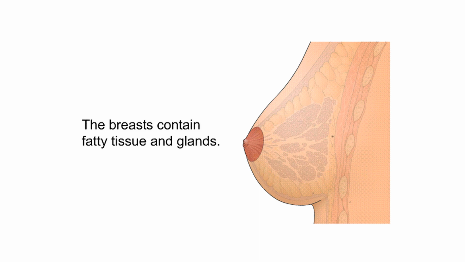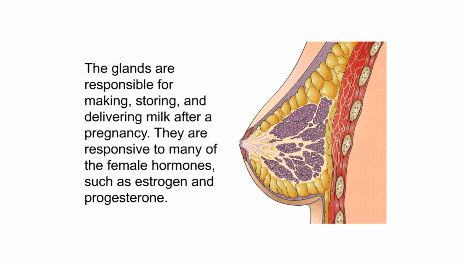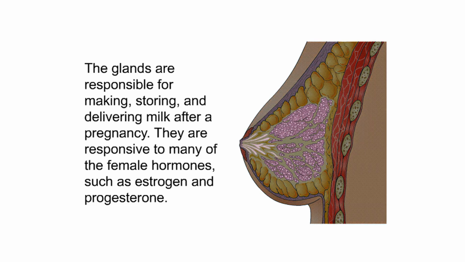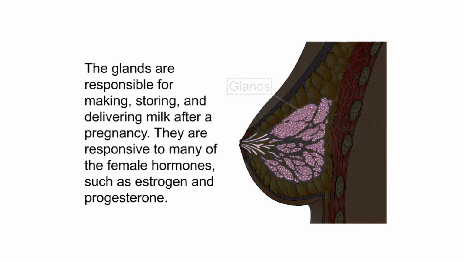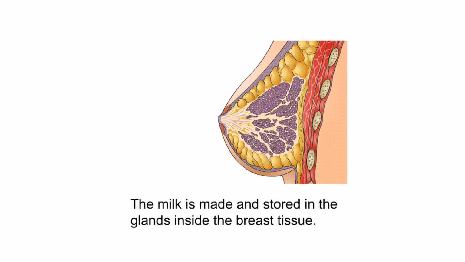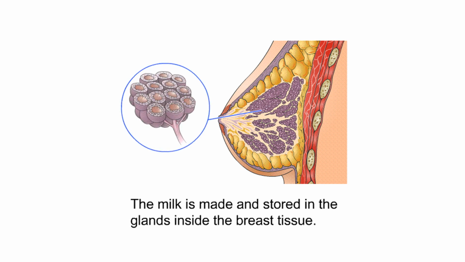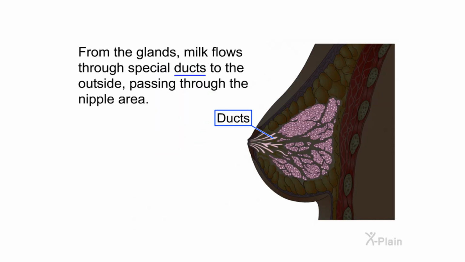The breasts. The breasts contain fatty tissue and glands. The glands are responsible for making, storing, and delivering milk after a pregnancy. They are responsive to many of the female hormones, such as estrogen and progesterone. The milk is made and stored in the glands inside the breast tissue. From the glands, milk flows through special ducts to the outside, passing through the nipple area.